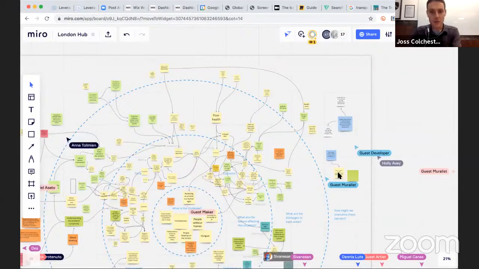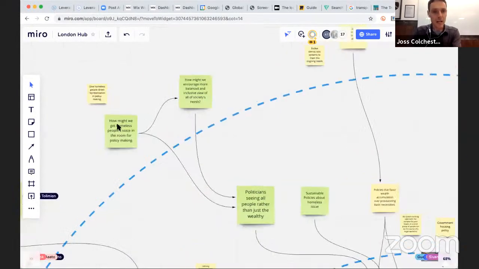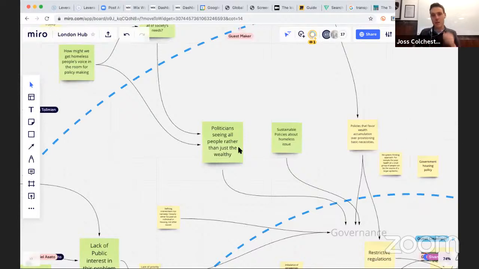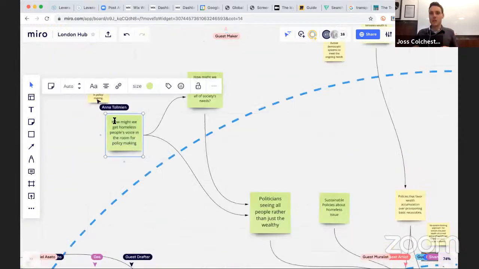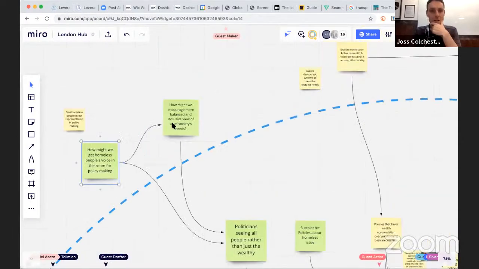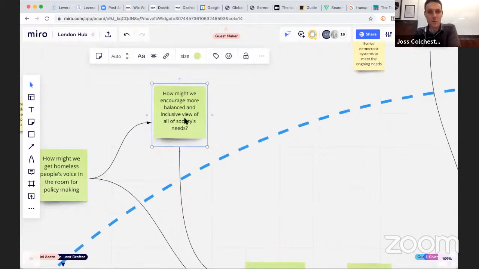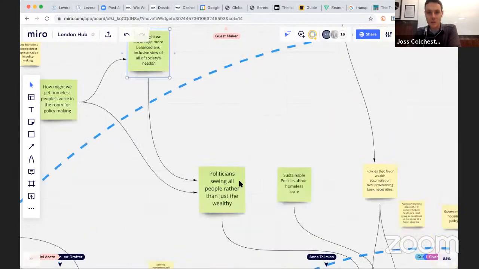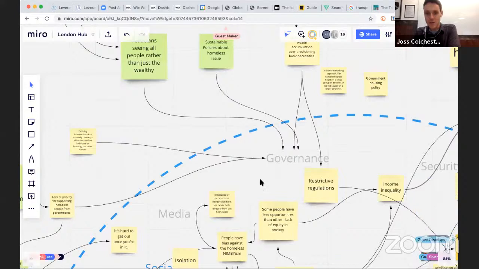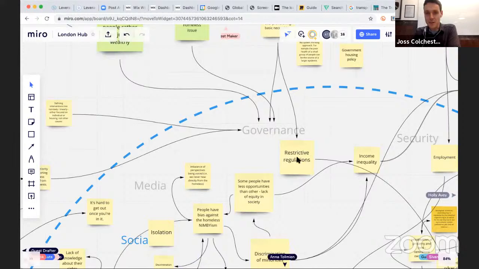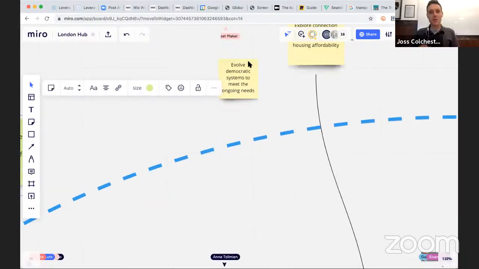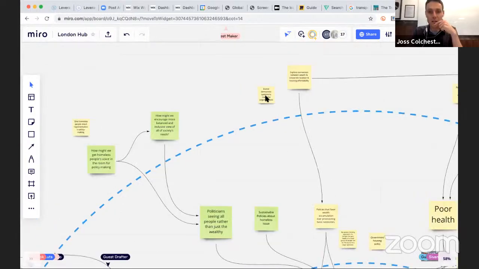I had one over here about how might we get homeless people's voices in the room for policy making? Because we had down here a problem around policymakers just seeing the rich and not worrying about everyone. So I thought maybe one way would be to get these people in the room and get the policymakers interacting with them, understanding the problem, and social workers and so forth. How might we encourage a more balanced and inclusive view of all members in society's needs, which would feed into the policy making here, which may then affect governance and maybe influence regulation in some way, is one approach. Up here, evolve democratic systems to meet the ongoing needs.